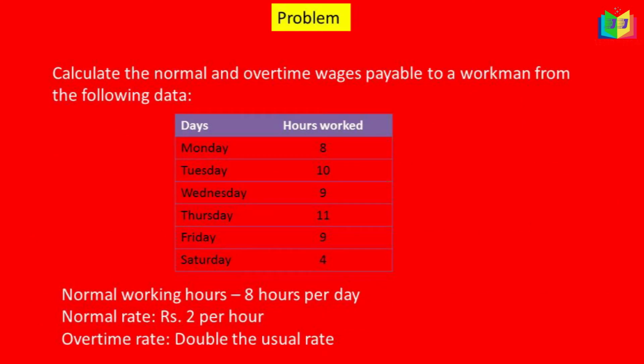Now we'll see one problem. Calculate the normal and overtime wages payable to a workman from the following data. The days and hours worked are given. Normal working hours is 8 hours per day. Normal rate is rupees 2 per hour, and the overtime rate is double the usual rate. That is, if the normal rate is 2 per hour, the overtime wage is 4 rupees here. Now we'll see how to work out this problem.